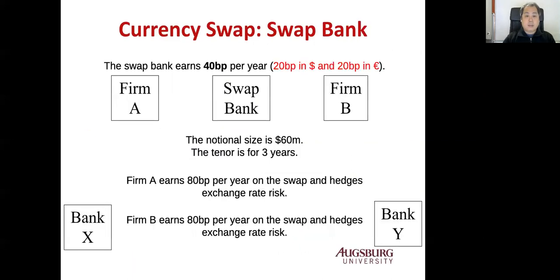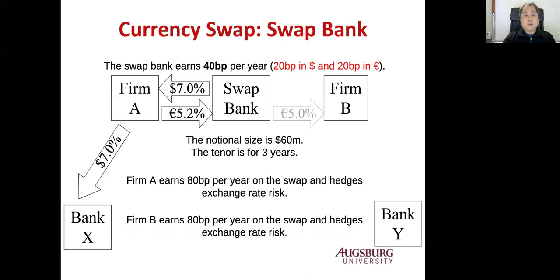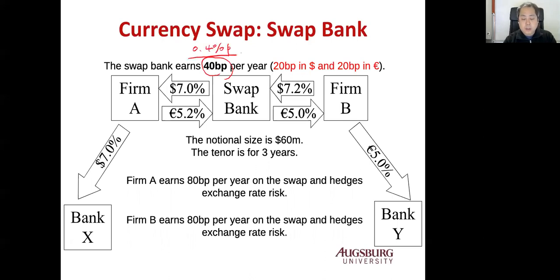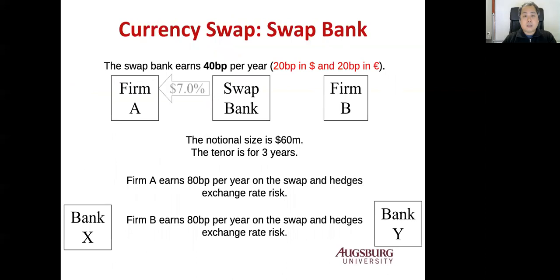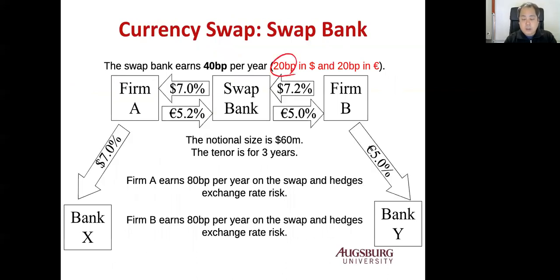What about the swap bank? Suppose the notional size of the swap is 60 million, and they actually earn 40 basis points, which is 0.4 percentage points, because look at their quote, the bid ask price quote is 20 BP each, right? Which means that they make 20 BP in dollar and 20 BP in euro, which means their profit is 40 BP.